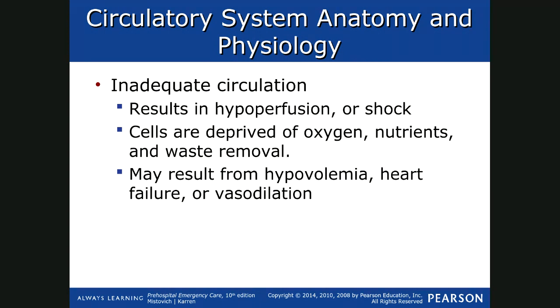Now, inadequate circulation results in what we call hypoperfusion, and it's also known as shock. So when you don't have enough blood flow getting to the target organs, the cells have got to have oxygen, they have to have nutrients, and they have to be able to get rid of waste. Well, if the blood can't make it to these target organs, then obviously they're not going to be as oxygenated, they're not going to have as many nutrients, and they're not going to be able to get rid of waste like they should. This could result from someone being hypovolemic, and what that means is they don't have enough volume anymore.